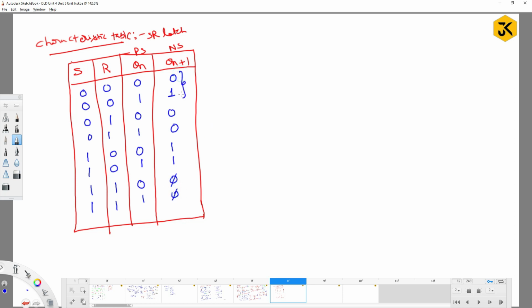So I can call this as latch state, and this is reset state, set state, and undefined state.